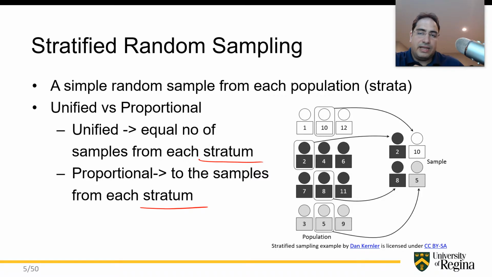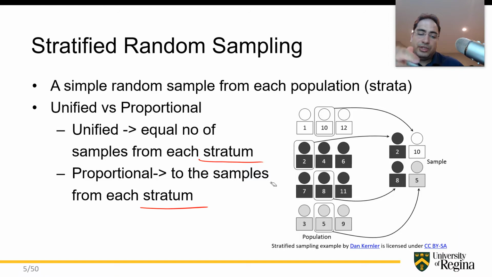One is uniform sampling. In uniform sampling, you take a look at each stratum, and then you just take a certain, equal amount of samples from each of them. So in this example, if we were using uniform stratified random sampling, we would get one from this group, one from this group, and one from this group. So it's uniform among all the groups.